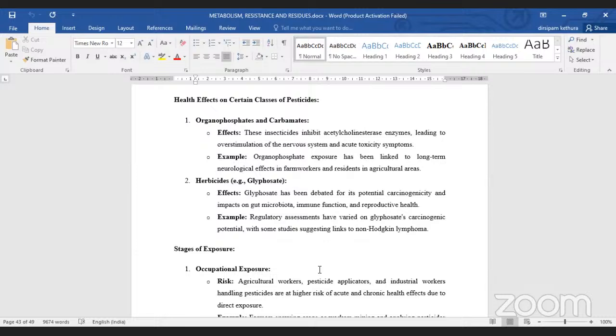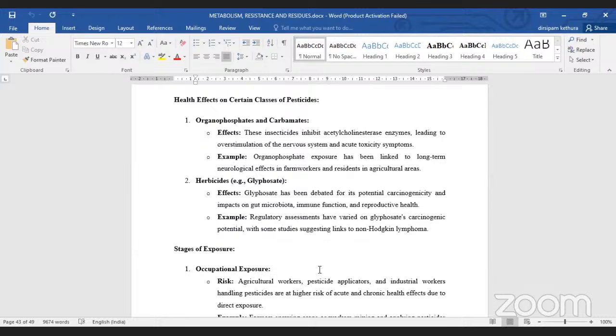These herbicides have been debated for their potential carcinogenicity and impacts on gut microbiota, immune function, and reproductive health. And the regulatory assessments have varied on glyphosate's carcinogenic potential, with some studies suggesting links to non-Hodgkin lymphoma. It is a cancer. So these are the health effects of certain classes of pesticides.